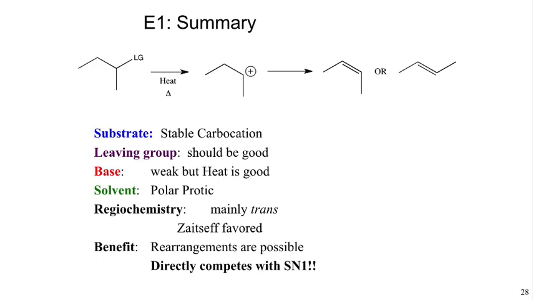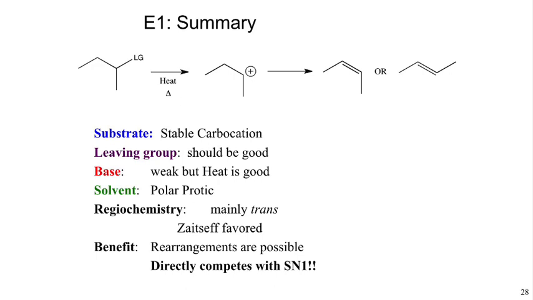Benefit isn't necessarily a benefit. As we talked about, rearrangements are possible because you have a carbocation. Okay. The biggest issue that you guys are going to be concerned about, though, is that it directly competes with SN1. All of those conditions, one for one, match the conditions for an SN1 reaction. Okay. So if you see something that looks like SN1, that's likely to encounter E1 products as well.